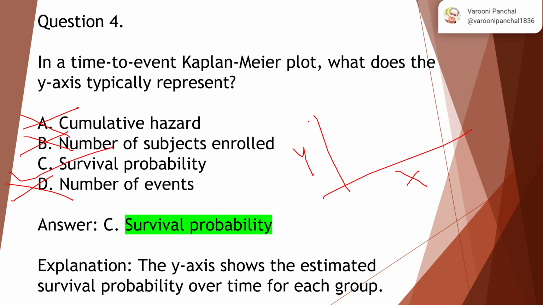So this specific y-axis typically represents the survival probability, as in what are the chances of that specific oncology or cancer patient to survive. So that is highlighted in your Kaplan-Meier plot. So the y-axis represents the estimated survival probability over time for each group.